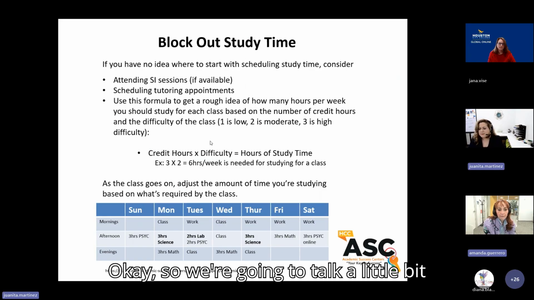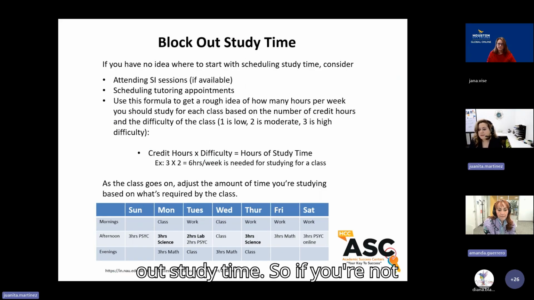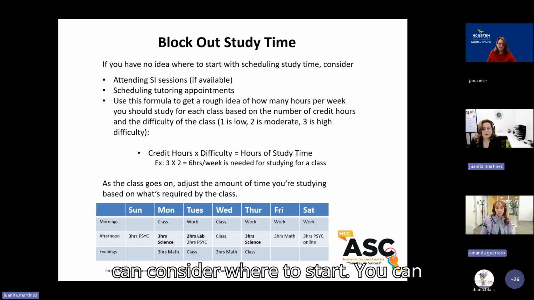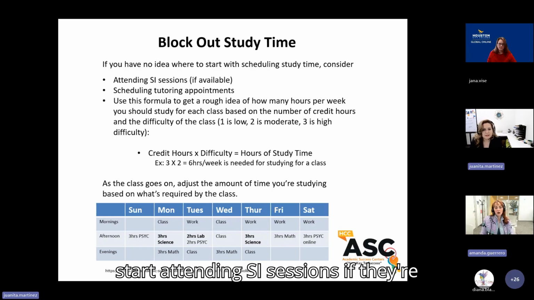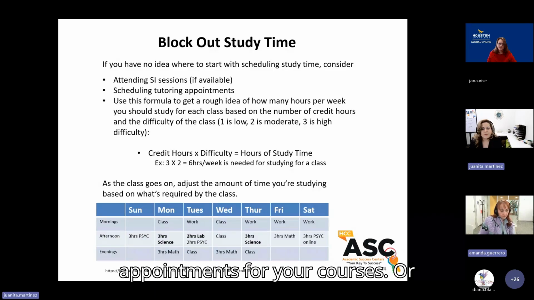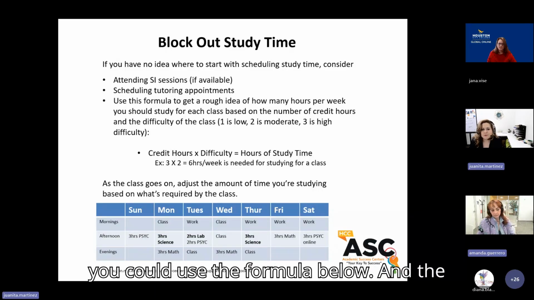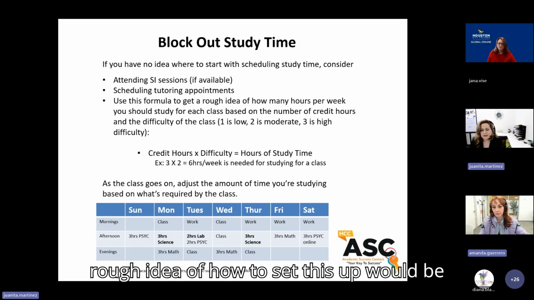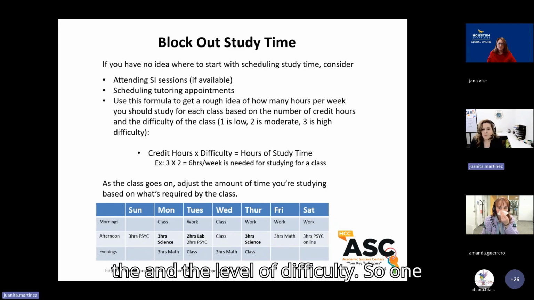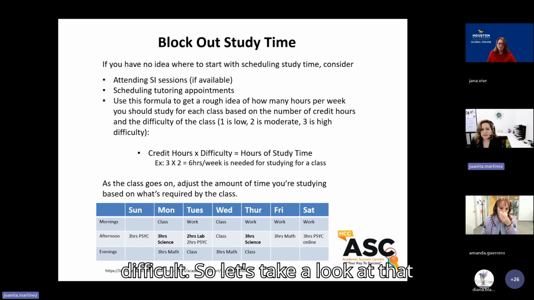Okay, so we're going to talk a little bit about time management and how to block out study time. So if you're not familiar with how to do that, you can consider where to start. You can start attending SI sessions if they're available. You can schedule tutoring appointments for your courses, or you could use the formula below. And the rough idea of how to set this up would be based on each class and the level of difficulty. So 1 being low, 2 moderate, and 3 difficult. So let's take a look at that formula.